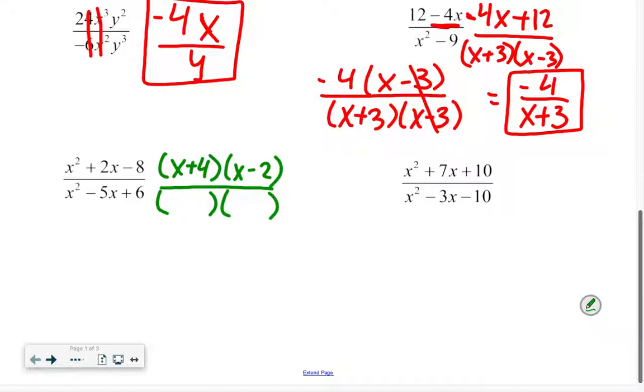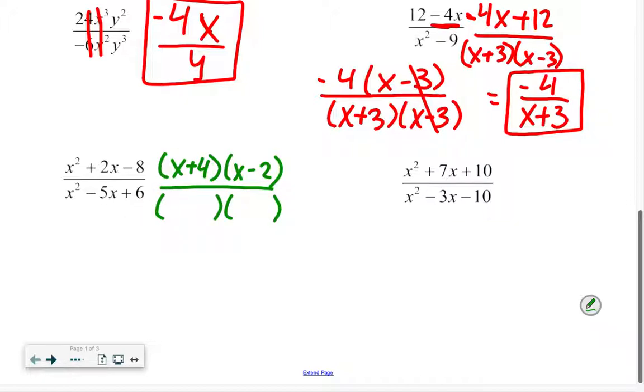On the bottom, I need to multiply to 6 and add to -5. -6 plus 1? Is that going to get multiplied to a negative? So x minus 6, x plus 1. When I multiply this, is it going to give me a negative? Yeah, a -6. Also, does anything cancel? No. So probably the wrong combo, but I like the way you're thinking, Molly.